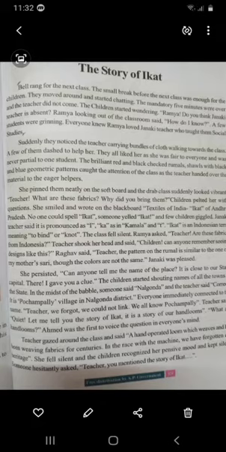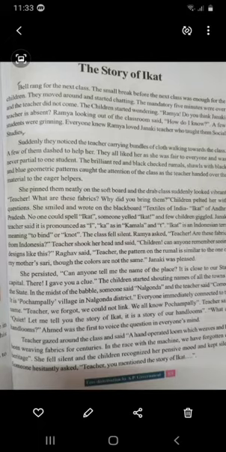Raghav said, "Teacher, the pattern on the rumal is similar to the one on my mother's saree, though the colors are not the same." Raghav was another student, and he said that he has seen the pattern on the rumal on his mother's saree, though the colors are not the same.